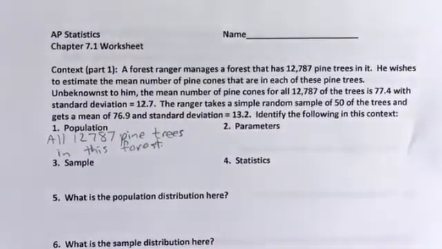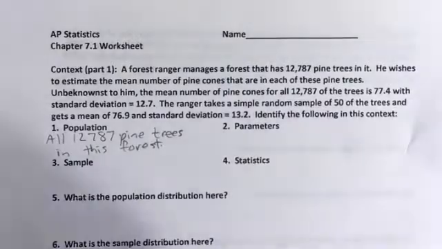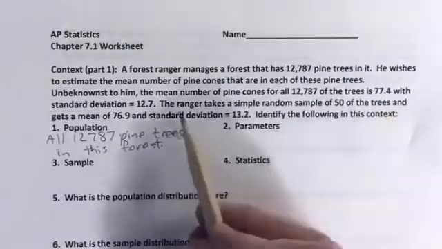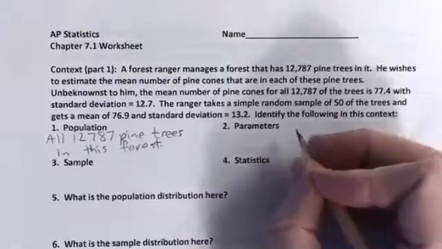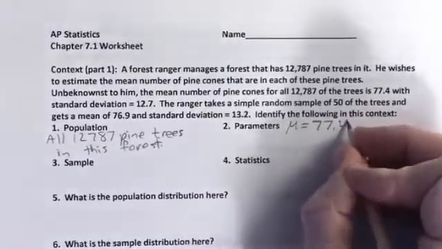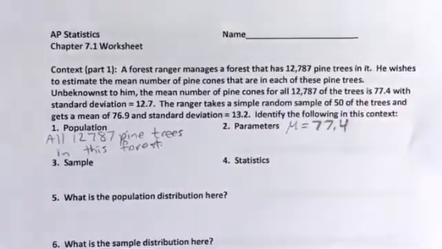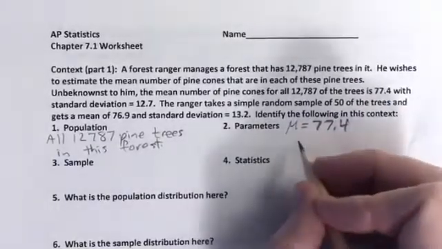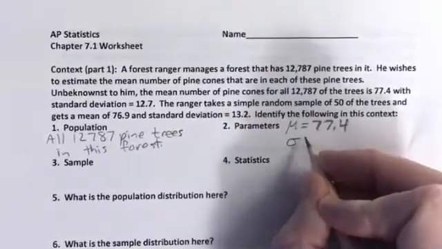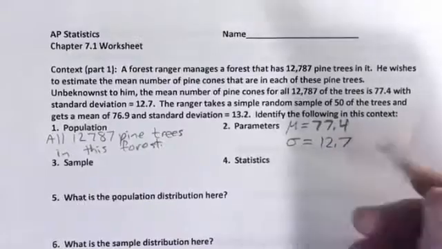The parameters are, in essence, what we want to know. Parameters are just numbers that describe the whole population. We have two of them listed here: the mean and standard deviation. The mean, which we call mu, is the mean of a population, and that would be 77.4 pine cones. It doesn't have units like feet or seconds, so we just leave it like that. The other parameter is the standard deviation, which is sigma, and that's 12.7.